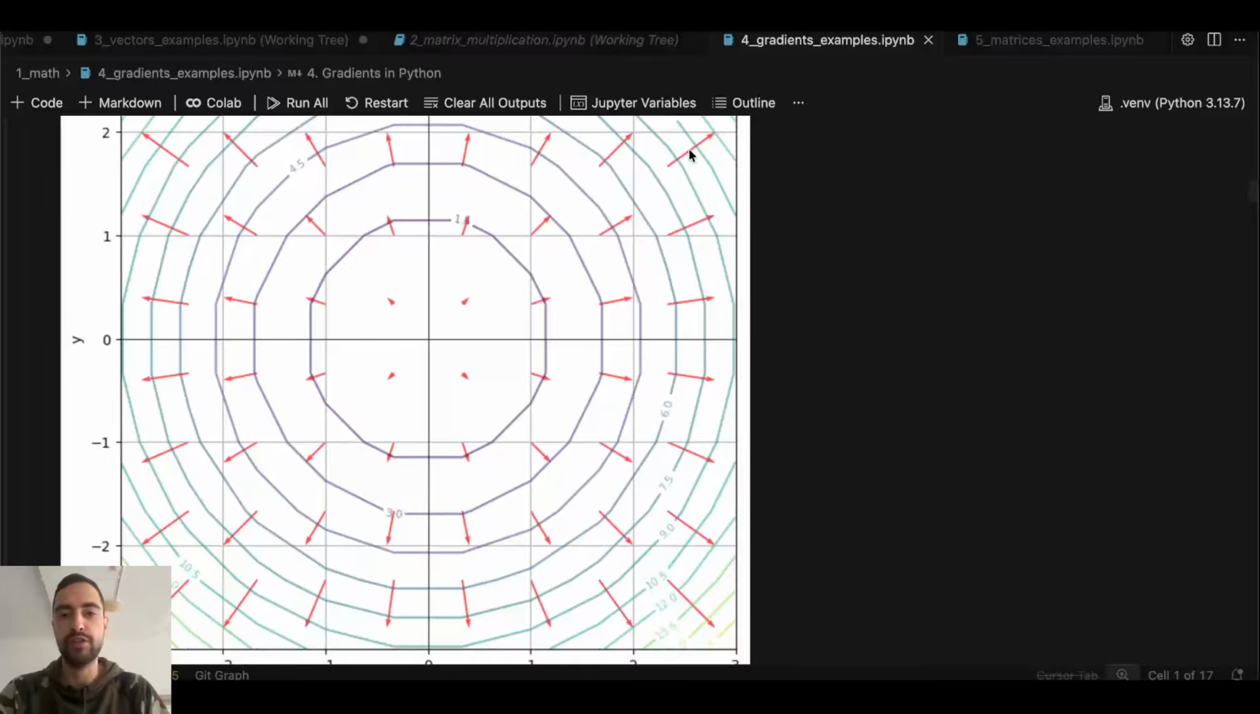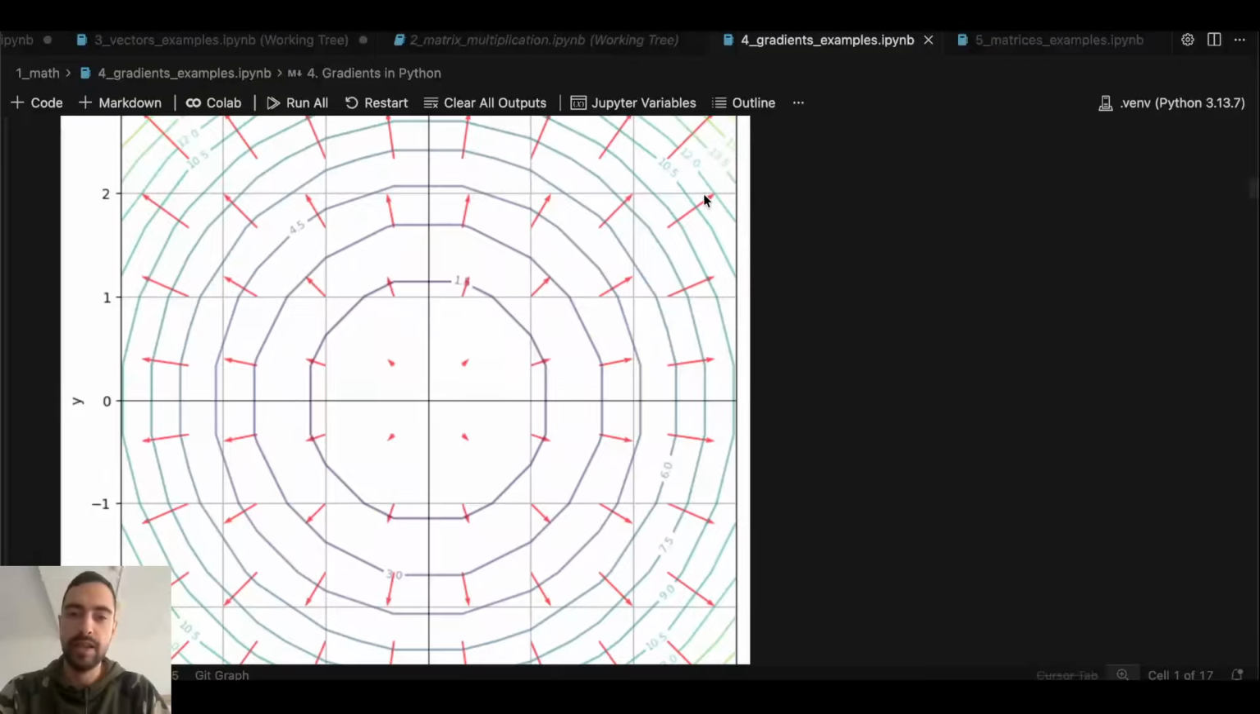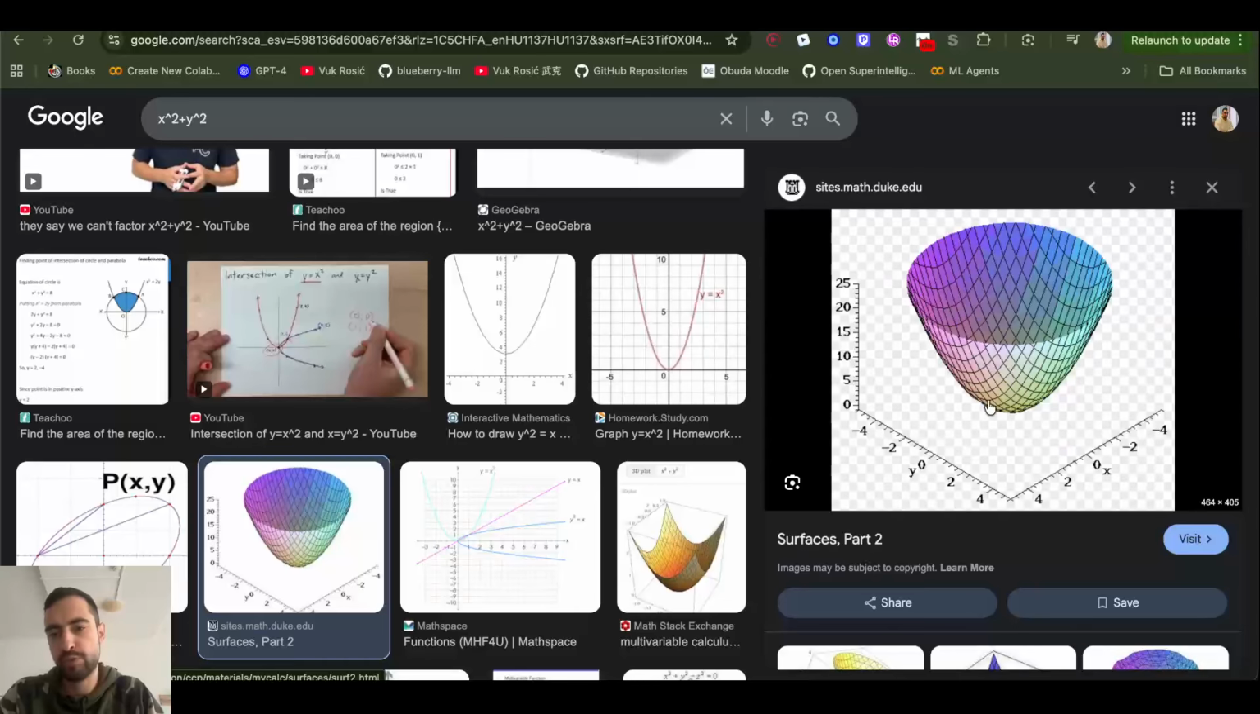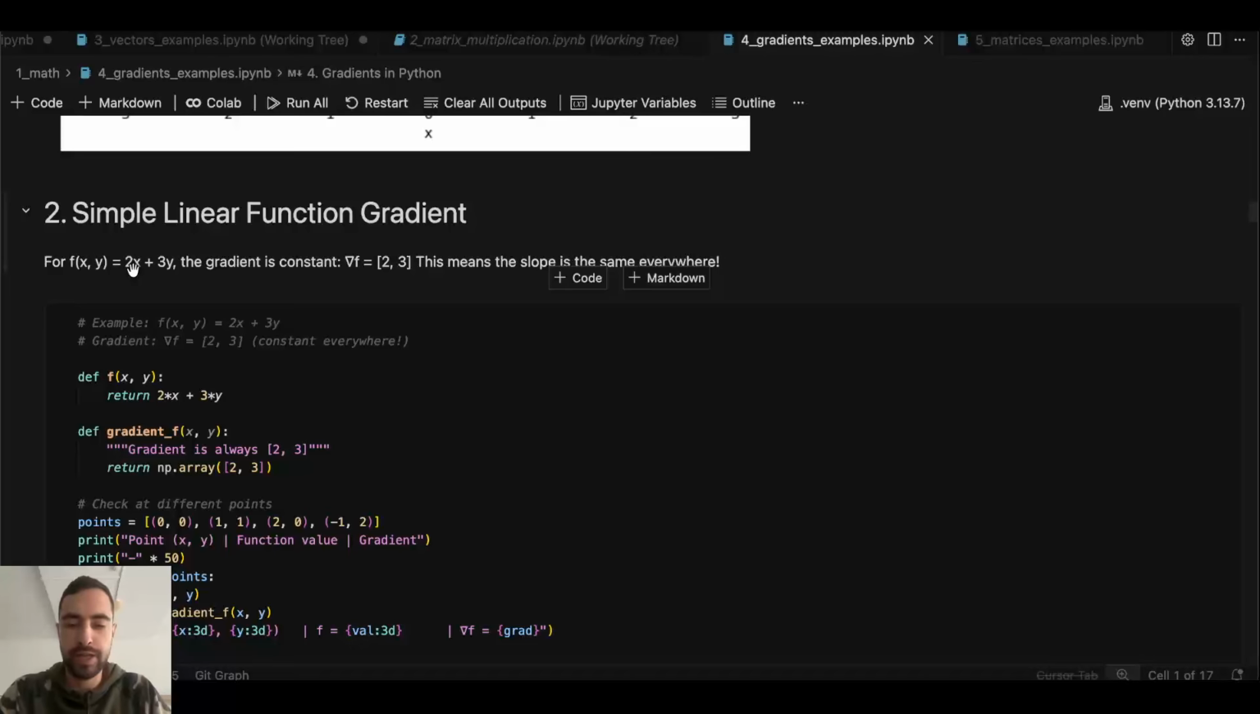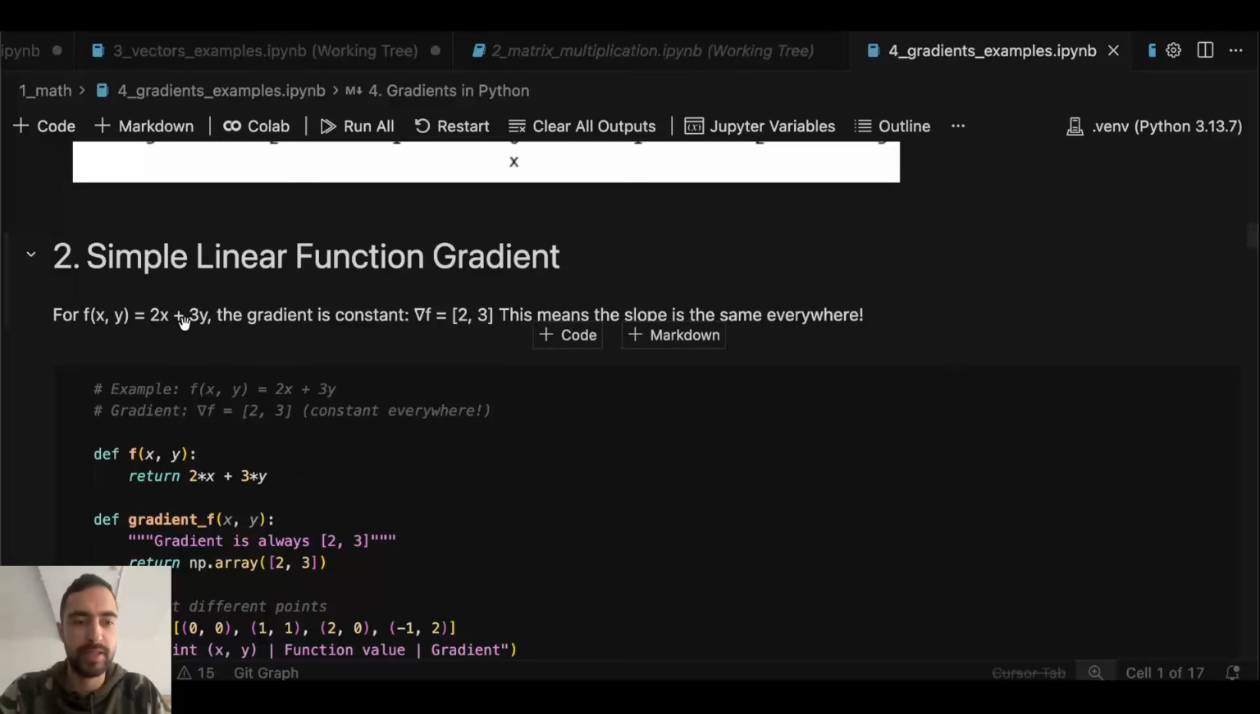The longer the vector, the longer the gradient, the steeper it is. And it shows you direction in which it's steep. So if you want to move down, then you would go in the opposite direction of this arrow. If you are standing at this place, you want to go down, you want to go opposite. This is why it's called gradient descent in neural networks. You want to go opposite of the gradient. Because gradient shows steepest ascent, you want to go down the loss function. This is what x squared plus y squared looks like. It's like a ball. Now let's see how to calculate gradient of a simple linear function, 2x plus 3y.